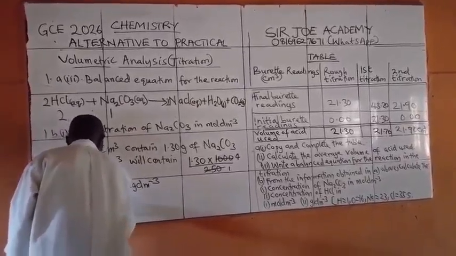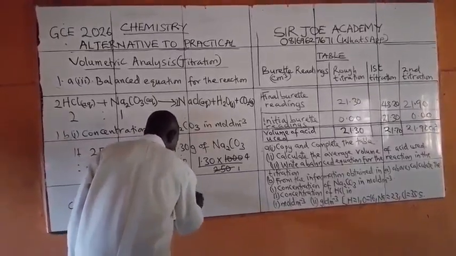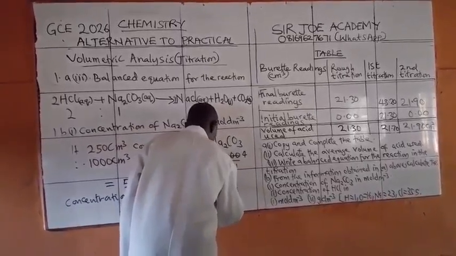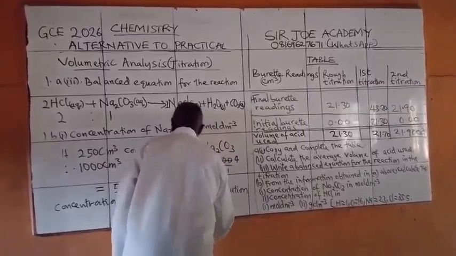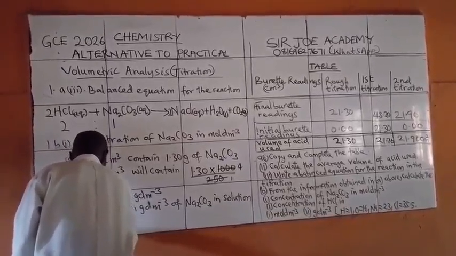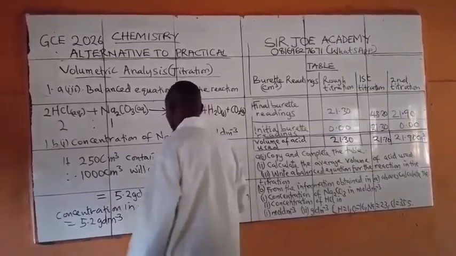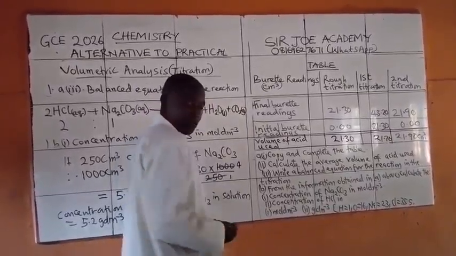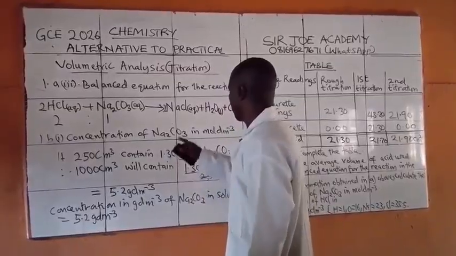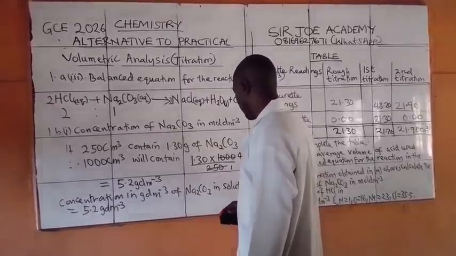So which means that the concentration in gram per dm³ of Na2CO3 in solution is equal to 5.2 gram per dm³. So with this, we can proceed by calculating the concentration of Na2CO3 in mole per dm³.